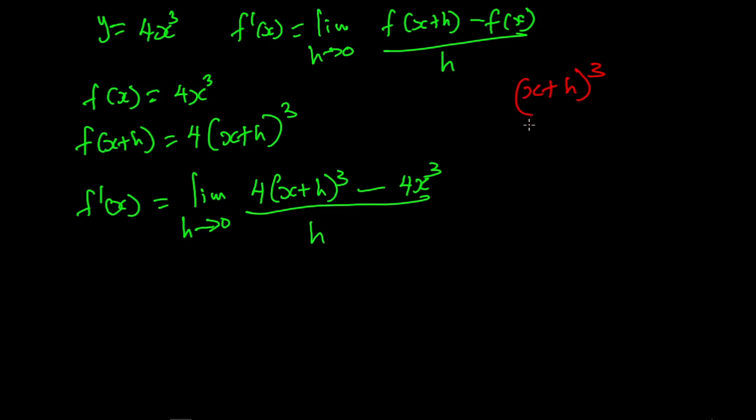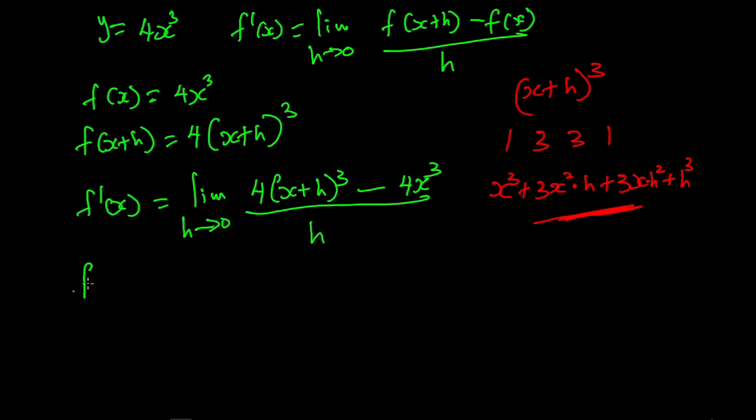From our binomial theorem, we know that the coefficients of our result are going to be 1, 3, 3, 1. We can get that from Pascal's triangle. So that means the output of this binomial expression is going to be x cubed plus 3x squared h plus 3x h squared plus h cubed. So we are going to substitute this back into our expression.